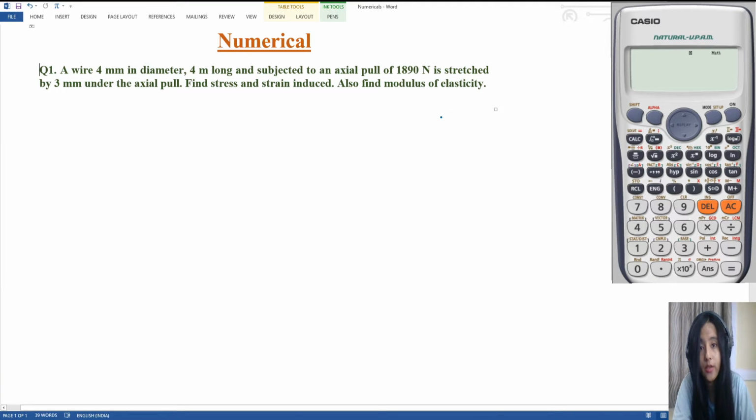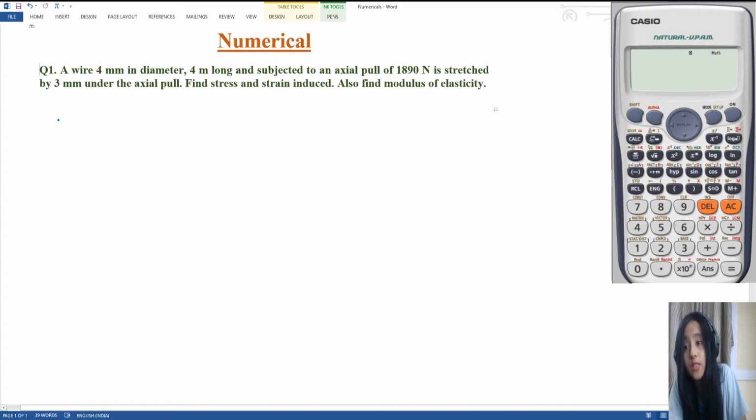Welcome back. Today in this session we will be solving numericals on simple stress and strain and also modulus of elasticity. Now let me read the question. The first question says, find a wire 4 mm in diameter, 4 meter long and subjected to an axial pull of 1890 Newton is stretched by 3 mm under the axial pull. Find stress and strain induced. Also find modulus of elasticity.